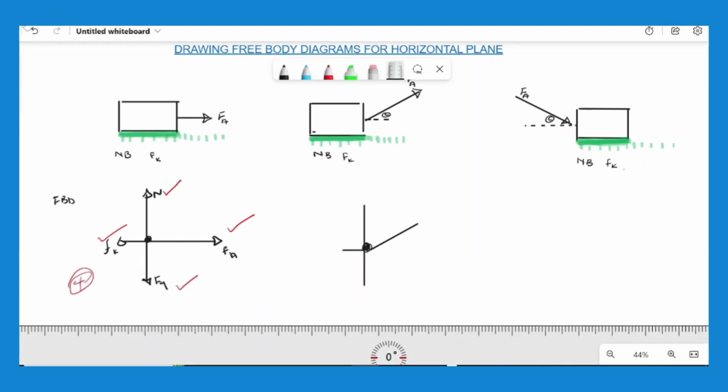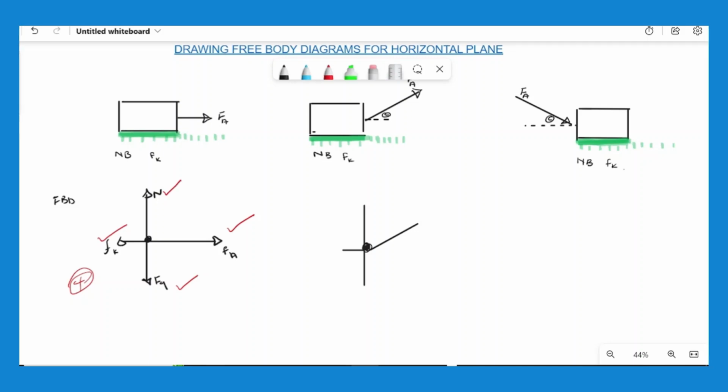Right. Then I can say this is my Fg. This is my normal force. This is my force applied. And this is my frictional force, Fk. The memo again is going to be 1, 2, 3, 4. It's going to be 4 marks.